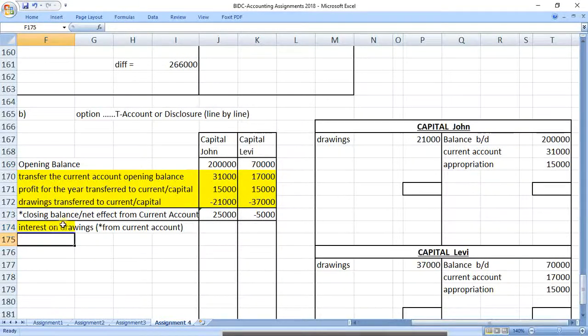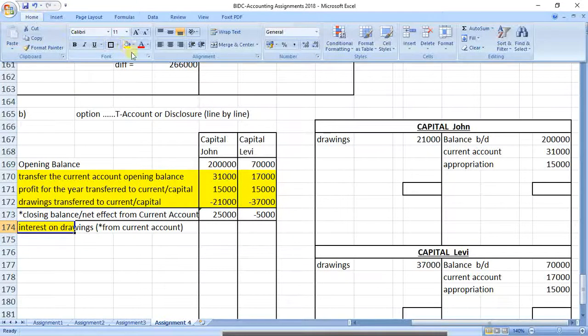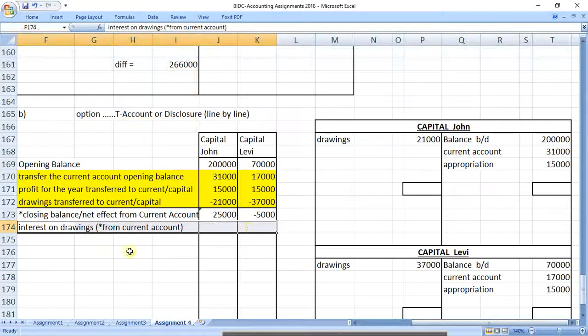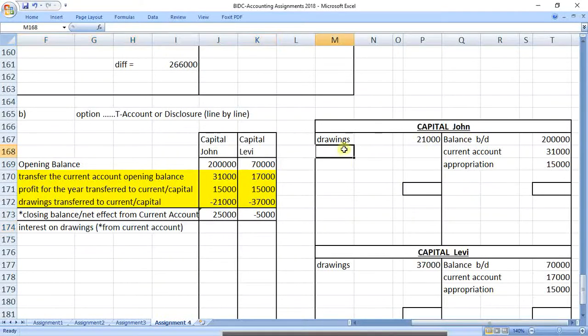The thing is, I'm showing additional workings here purely because they're asking you for one thing, but this one thing is going to be affected by other things, if that makes sense. The interest on drawings isn't going to be affecting the capital directly. It affects the current account, and therefore it affects the capital. But I'm showing it here as a separate line item in the actual capital T account. So interest on drawings will decrease their capital.